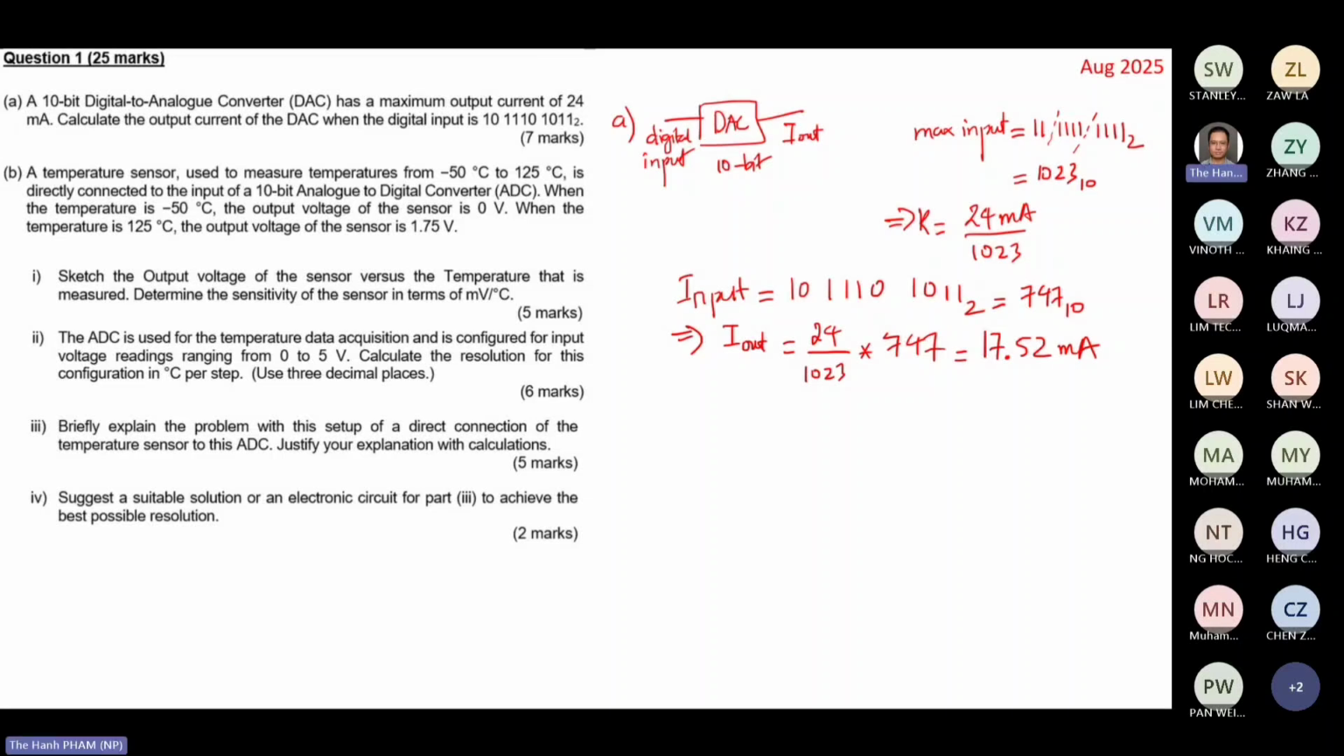Again, question B is actually similar to what we have done in our tutorial. It's just a different way to phrase the question.